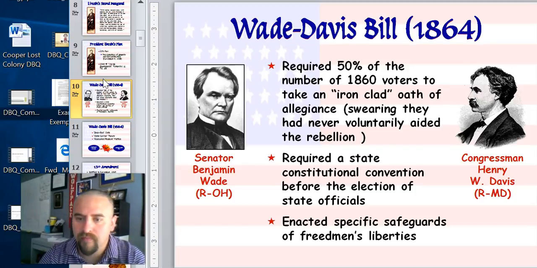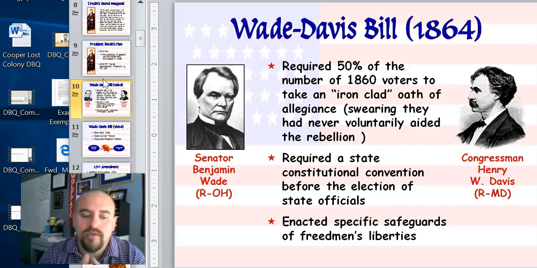So people are concerned that the South is going to rebel again if they are not taught a lesson about the Civil War. So the Wade-Davis bill is actually going to require Southerners to have 50% loyalty oaths, and these are going to be ironclad oaths in which they say not only are they never going to attack the Union again, but that they had never voluntarily done so. Maybe they were conscripted or something like that. They had never voluntarily done so.